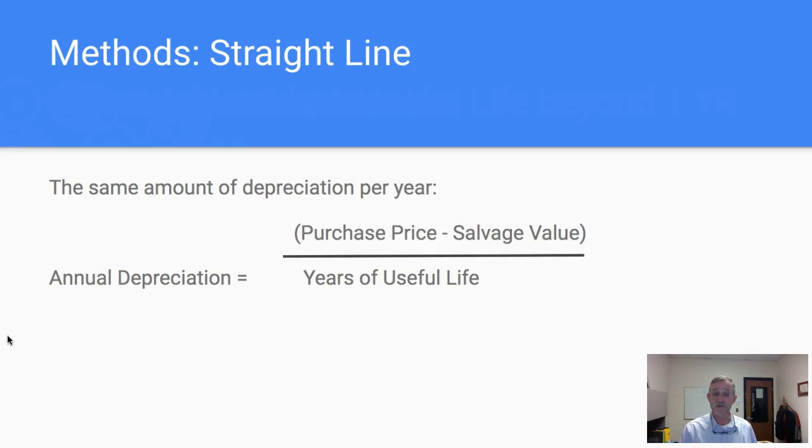The annual depreciation is simply the purchase price minus the salvage value. I have that in parentheses so that we perform that mathematical operation first, and then we divide it by the years of useful life. It's really simple, and many of you have probably used it, heard of it, and maybe even calculated it. So we won't spend a lot of time on that. Part of the homework assignment will make sure that you know how to do that. Any questions on that, let me know.